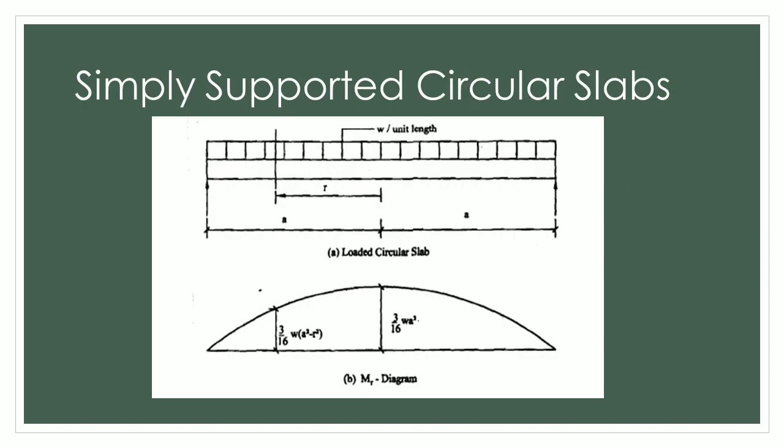Simply supported circular slabs. Here, a slab freely supported at the edge carrying a UDL of W per unit area is shown in figure A. The radial moment distribution Mr along any direction is shown in figure B. The moment varies from a maximum value of 3/16 WA² at the center to 0 at the edge.